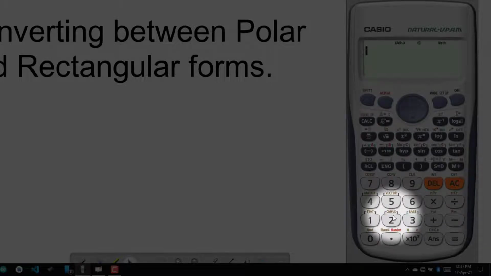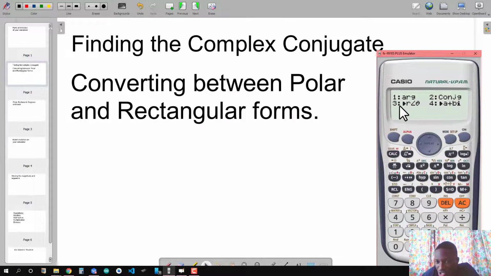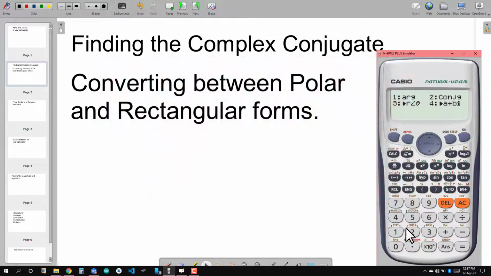So to access the complex mode, we press shift and then 2. For the complex functions, 1 is to find the argument, 2 is conjugate, 3 is for converting whatever you have into polar or Euler form in some sense, and then 4 to convert whatever complex number you have to rectangular. So now we want to find the complex conjugate of a complex number. By pressing 2, you can see that it says conjugate and then bracket open, meaning conjugate is a function. We need to input our complex number in this bracket, and then the answer is going to be the conjugate of our complex number.